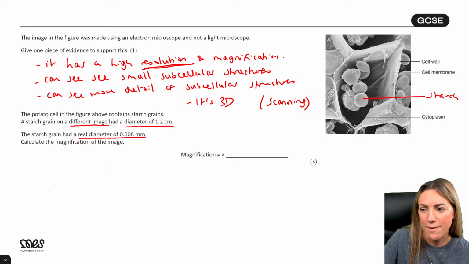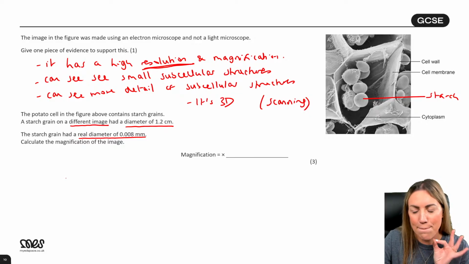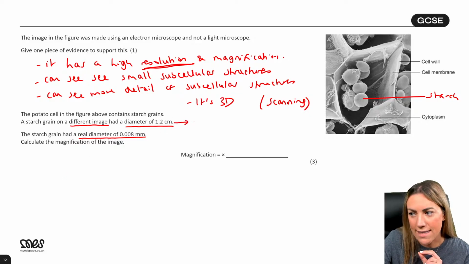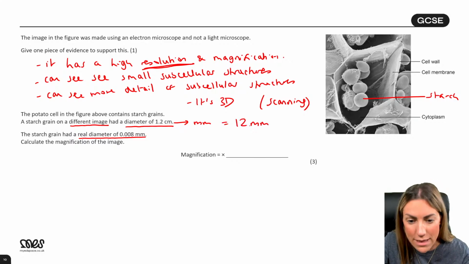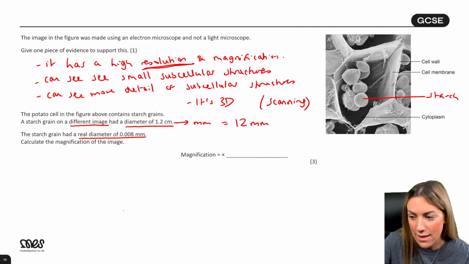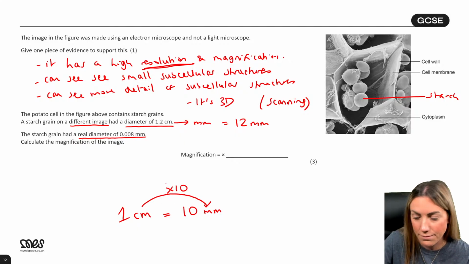Yeah, Chloe, that's correct. First thing I would do, I can see some correct answers already, but just to go through exam technique, immediately I would convert this into millimeters because I can see that they've given me the real diameter in millimeters and I can't do my calculation if my units are not the same. So 1.2 centimeters is 12 millimeters. Do we all understand that? This is because 1 centimeter equals 10 millimeters, right? So if I'm going from centimeter to millimeter, I clearly have to multiply by 10.